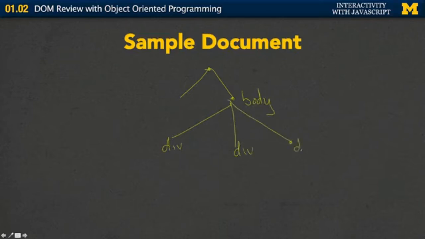And in the third div, we're going to get more specific. We'll say, oh, well, this div has 3 paragraphs, and one of those paragraphs has the ID equals 3.